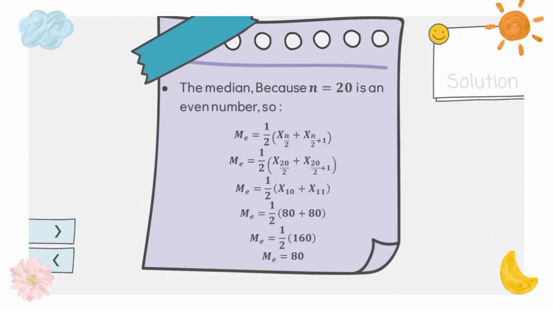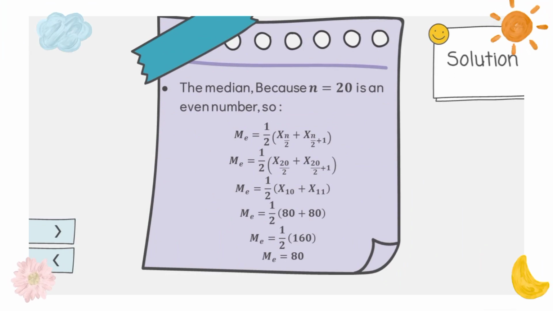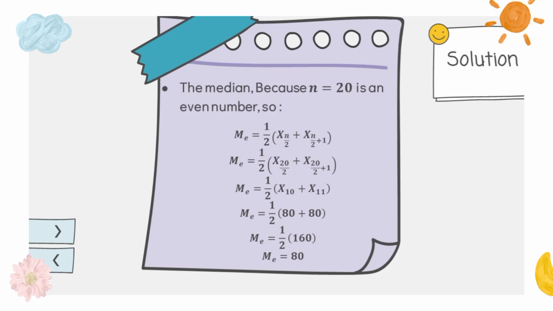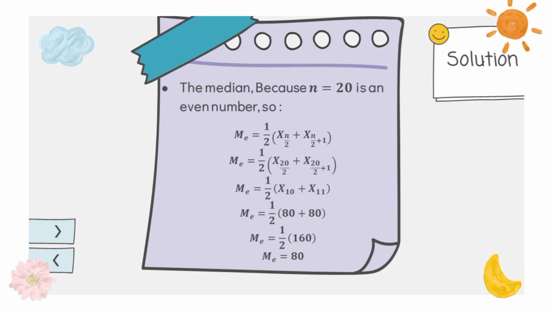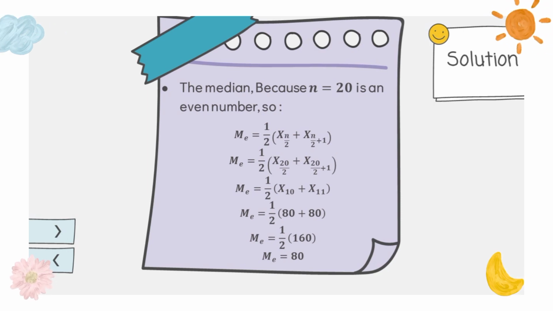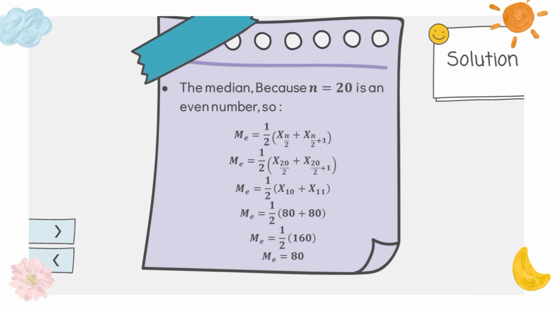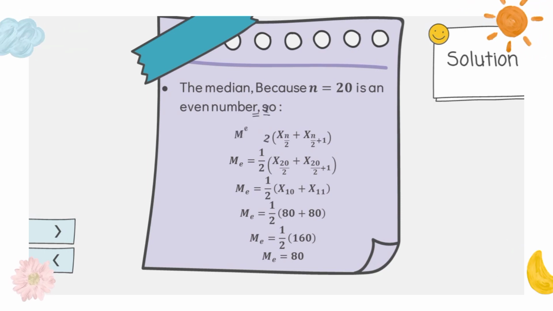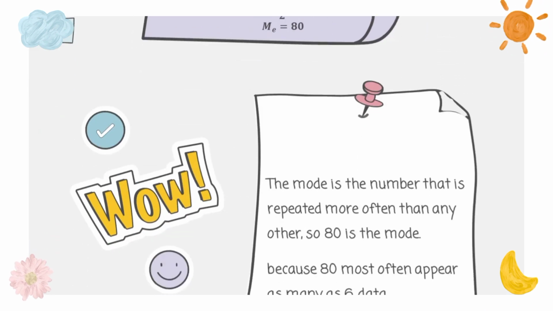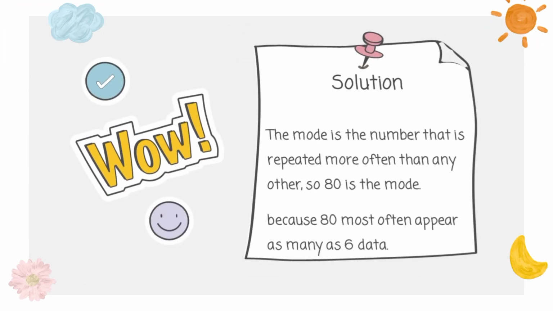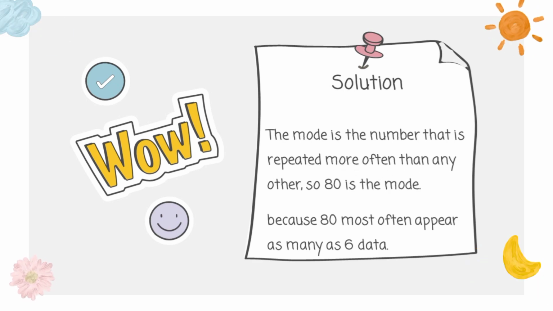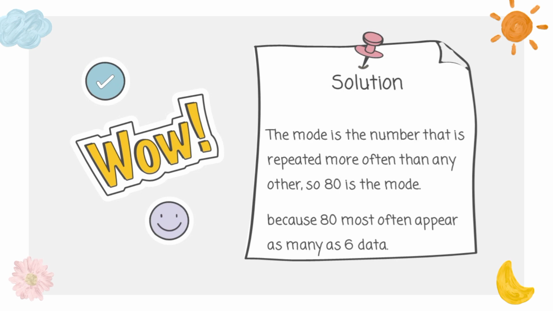And the median, because n is 20, is an even number, so the median is 1/2 times x of n divided by 2 plus x of n divided by 2 plus 1. So we just substitute n is 20, then we count so that we get the median is 80. And the solution of mode, the mode is the number that repeats more often than any others. So 80 is the mode because 80 most often appears as many as 6 data.